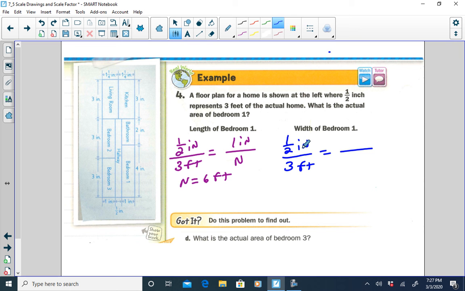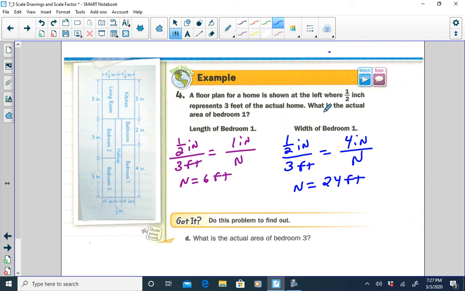But in the drawing, bedroom 1, the width is going to be 4 inches. So 4 inches is going to be in our numerator, and in our denominator, once again, is going to be n. We cross multiply and divide. N is going to be equal to, let's see, times 8, so that's going to be 24 feet.